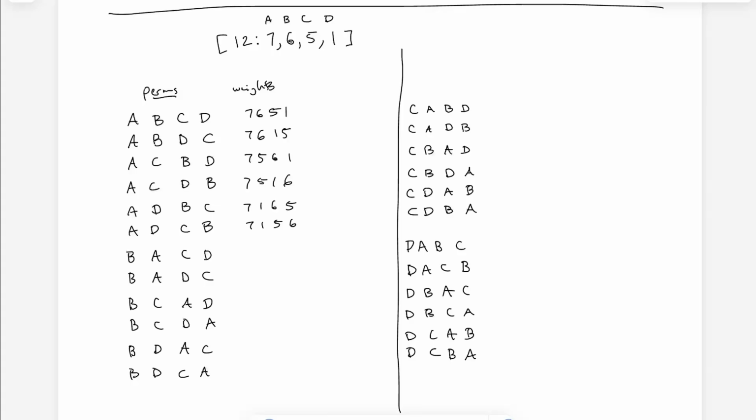I think I did that right. And then these ones start with B, so that's a 6 first. 7, 5, 1, or 6, 7, 1, 5, or 6, 5, 7, 1, 6, 5, 1, 7, 6, 1, 7, 5, 6, 1, 5, 7.